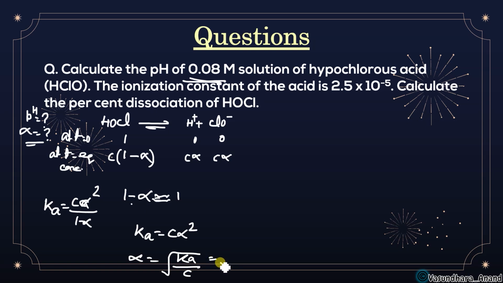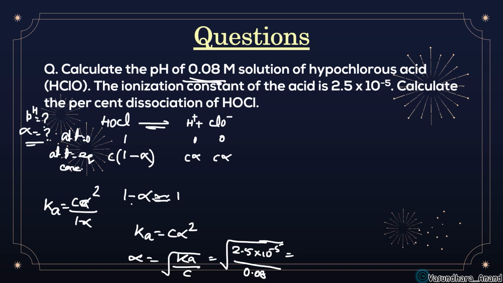So put the values. Ka is given here, 2.5 into 10 to the power minus 5, and the concentration is given, 0.08. So just solve it and you will get alpha. Okay. Now how do you find the percentage? You find alpha, multiply by 100, and you will get the percentage alpha.